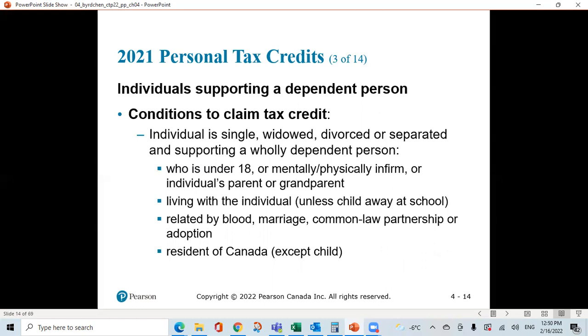The individual is single. Now, in order to be eligible for supporting an eligible dependent, the dependent person has to be under 18 years old or mentally or physically infirm, or the individual's parents or grandparents, living with the individual unless the child is away at school, related by blood, marriage, common law partnership, or adoption, residents of Canada. But there are exemptions: if the children could not live in Canada, you could also be eligible to claim the tax credit.